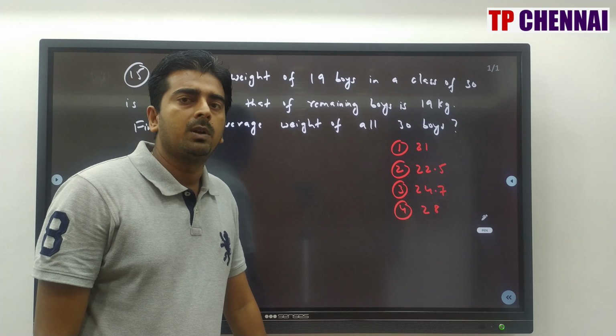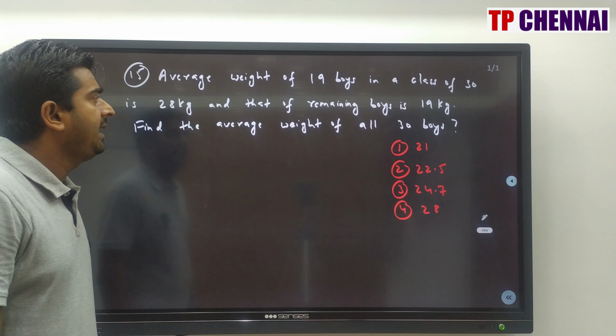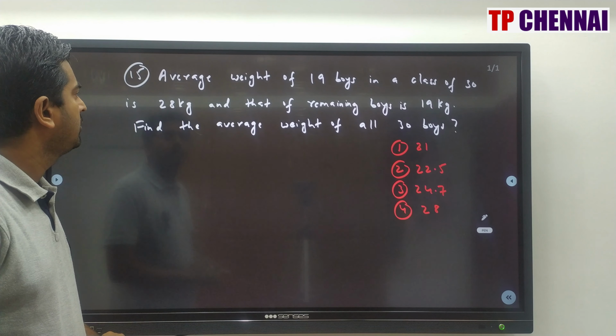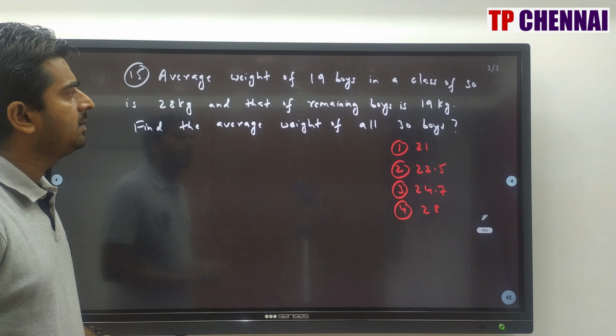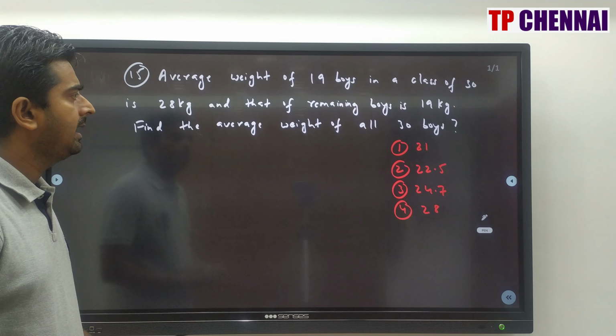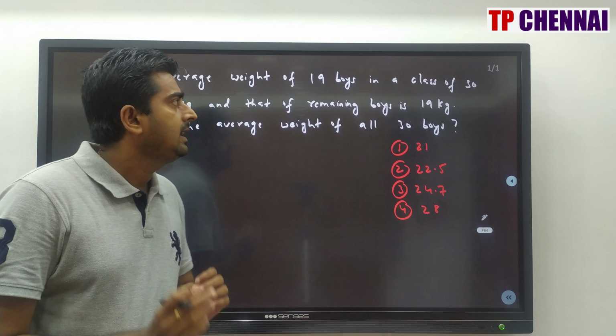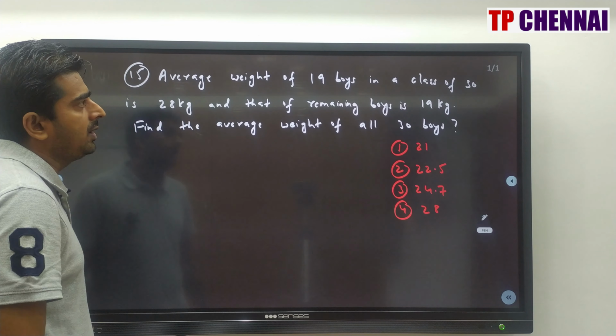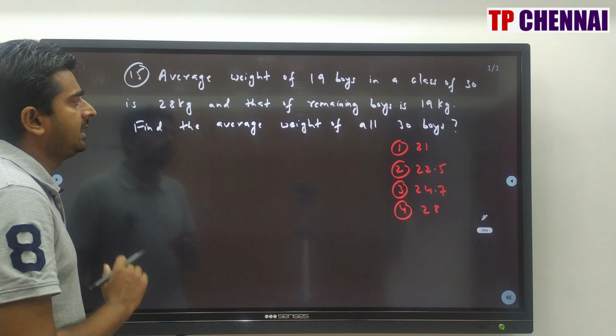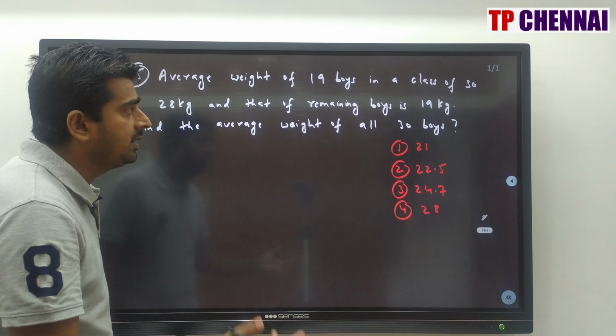So now we'll see question number 15. Average weight of 19 boys in a class of 30 is 28 kg and that of the remaining boys is 19 kg. Find the average weight of all 30 boys. You have totally 30 boys in a class. In that, the average of 19 boys is 28 kg and the average of the remaining 11 boys is 19 kg.